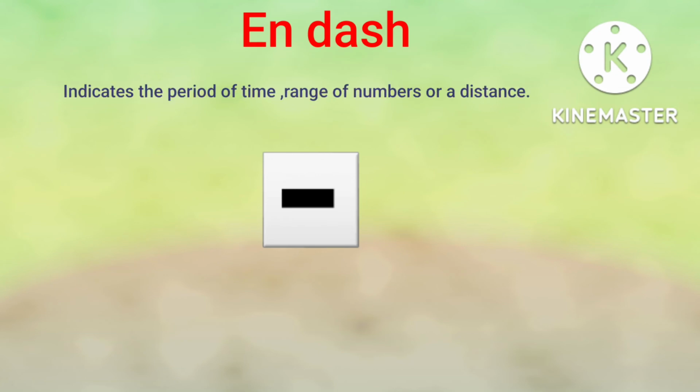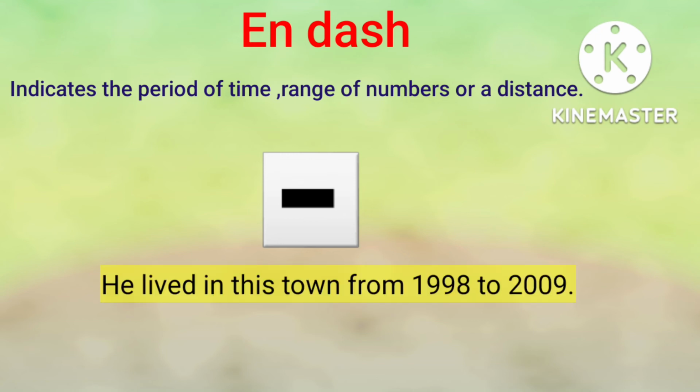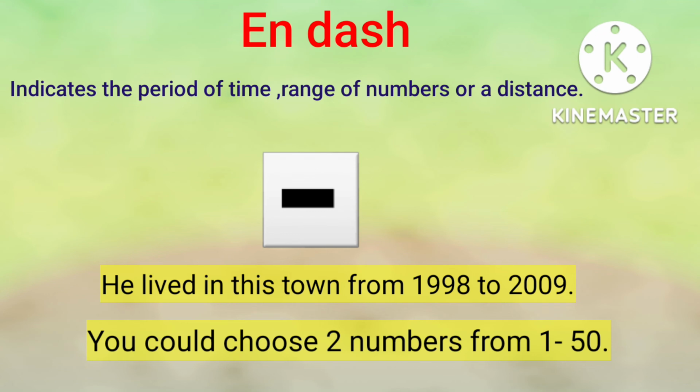En dash. An en dash indicates a period of time, a range of numbers, or a distance. For example, he lived in this town from 1998–2009. You could choose two numbers from 1–50.